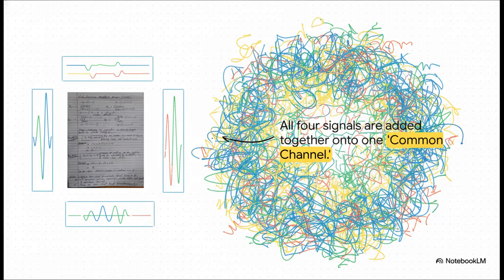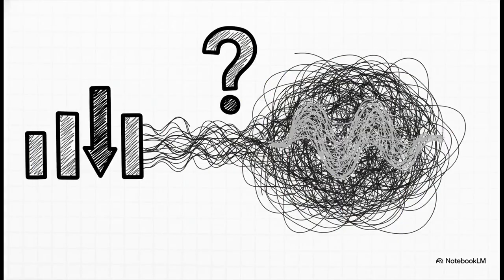Now, this is where it gets really interesting. All 4 of those signals, all created at the same time, are broadcast and added together on one single common channel. And, as you can probably guess, this creates what looks like a total jumble of numbers. And this is what everyone on the network hears. This combined signal, 0, -4, 0, 0. It just looks like random noise.